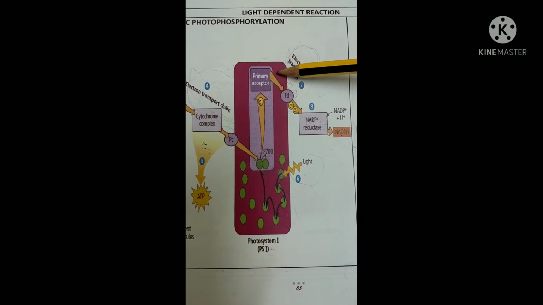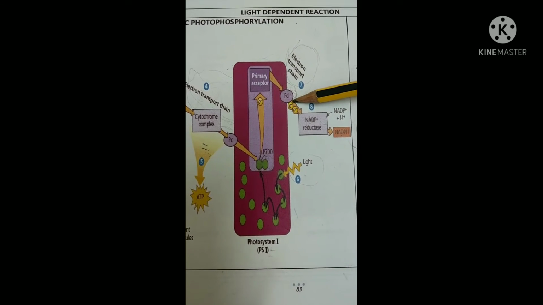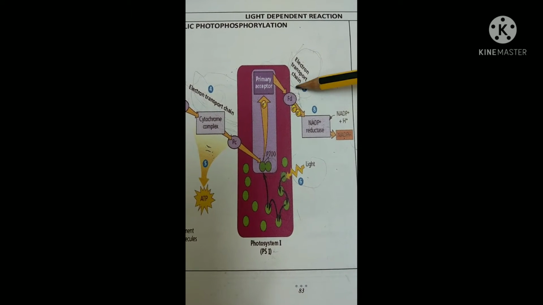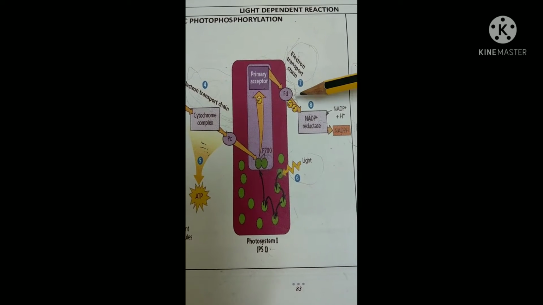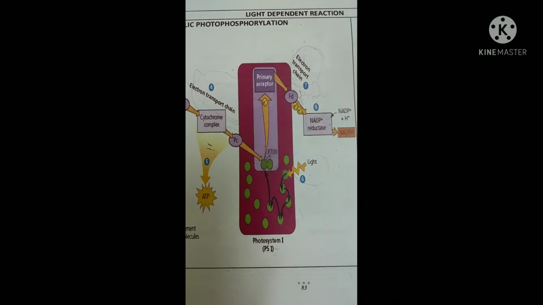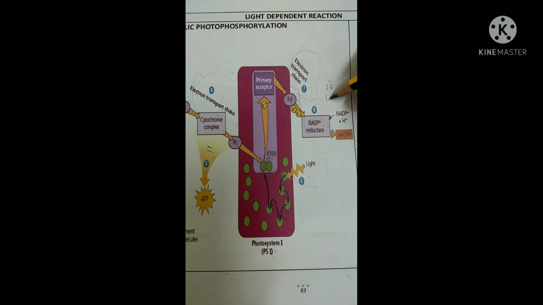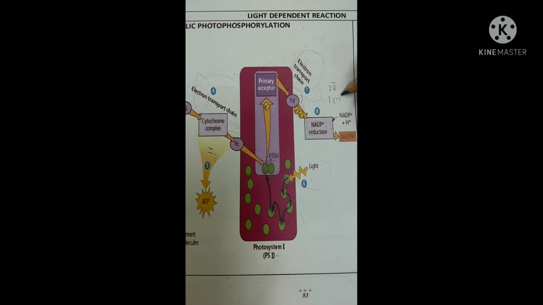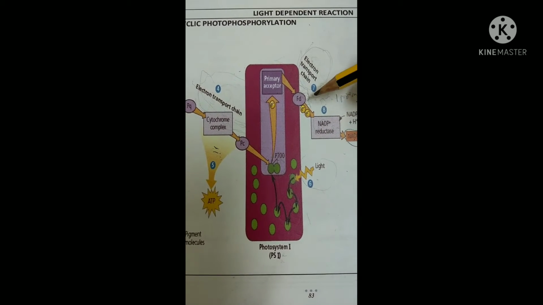So only single electrons will pass down the electron transport chain, but 2 electrons are needed to reduce one molecule of NADP plus. So NADP plus accepts 2 electrons and 1 proton of H plus, and is reduced to NADPH here.